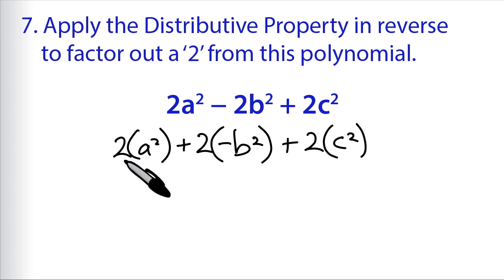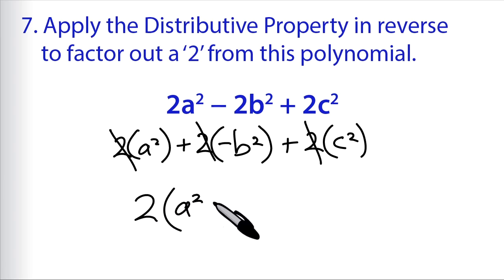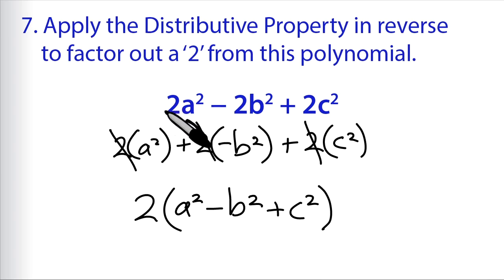So now each one of these terms has the 2 by itself, and we can consolidate all of those into a 2, and then we make a group of the terms without the factor of 2. All of those factors of 2 have been consolidated here, and so we just need the a squared plus negative b squared, so we just put minus b squared plus c squared. So when we factor out a 2 from this polynomial, we're left with 2 times the group a squared minus b squared plus c squared.